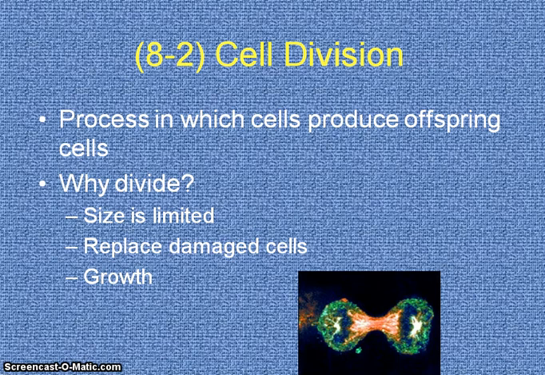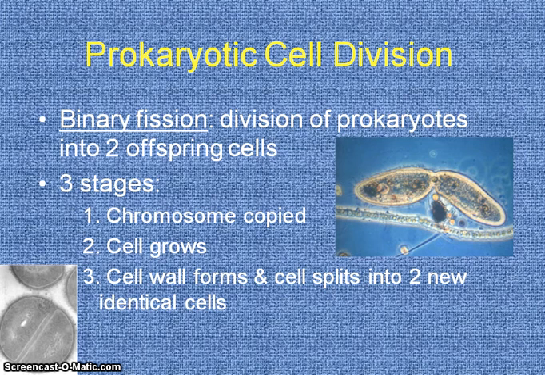Another reason is to replace any damaged cells. And then the last one is just to grow. So we need to be able to produce more cells to grow. Prokaryotic cells divide a little bit differently than eukaryotic cells.